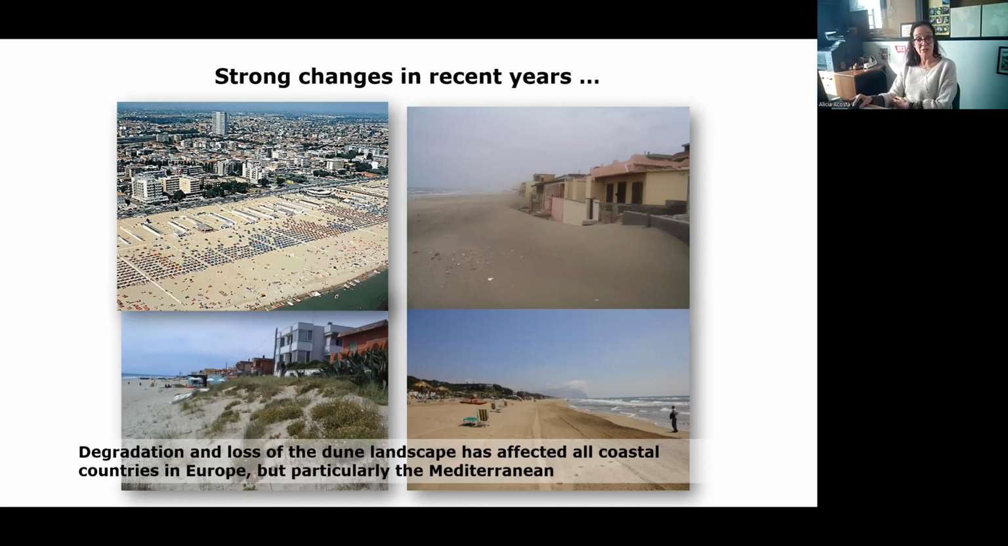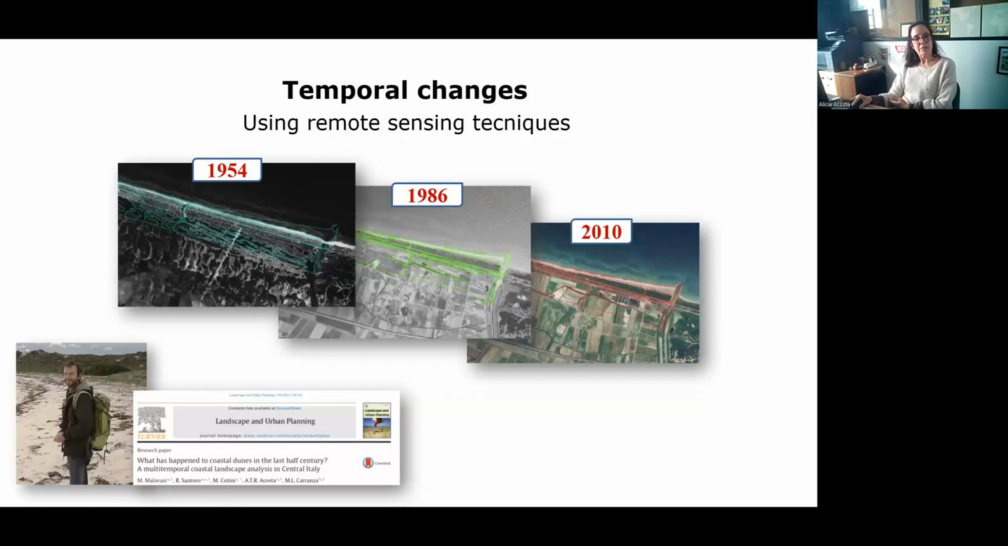And moving now to the second part of this talk, despite the wide global distribution, coastal dunes experience many transformations, in particular since the second half of last century. But what has happened? To analyze temporal changes, we used different approaches. The first one was remote sensing techniques.